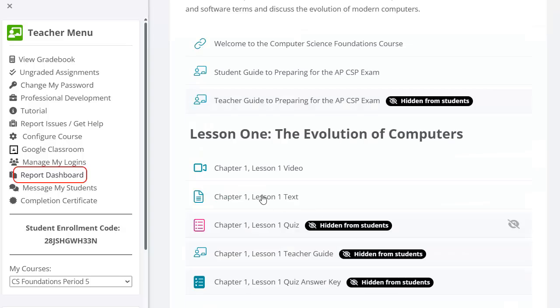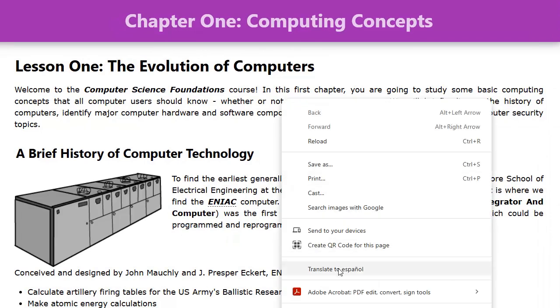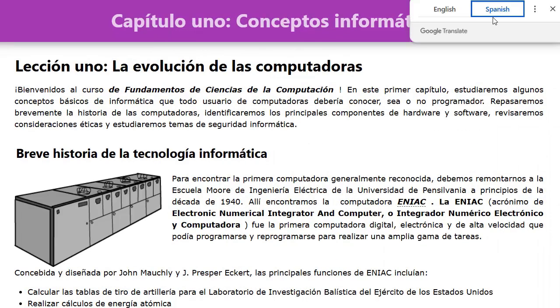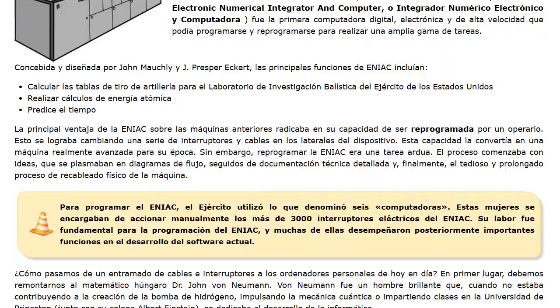Let's just open up a lesson text page. And in my particular case, I'm using Google Chrome. So I've already enabled Google Translate and told it I want Spanish as my preferred language. And so on any lesson text page, we can simply right click and say Translate to Spanish. And you get that instant Spanish translation.